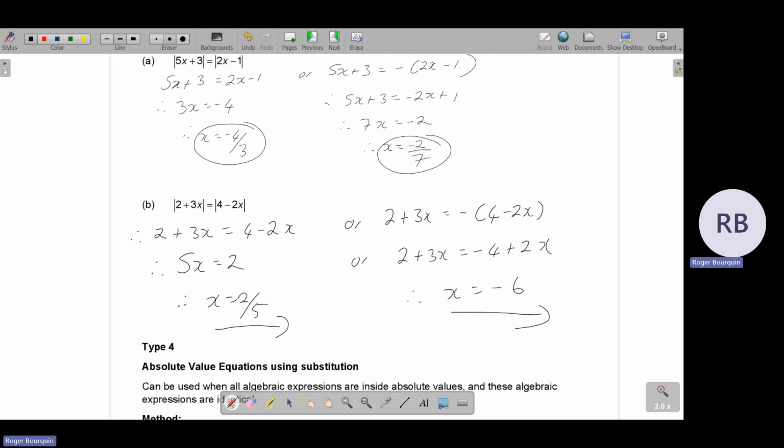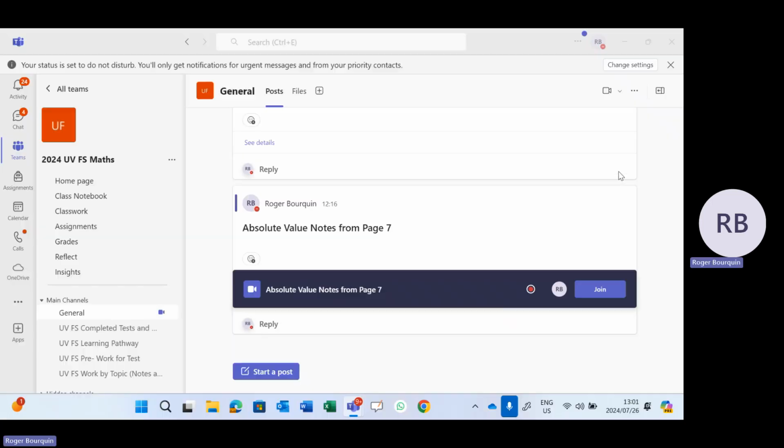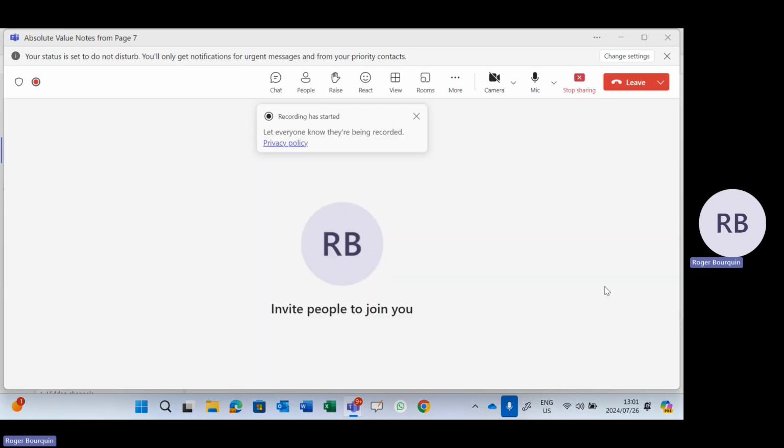But there's another one coming, absolute value graphs. Everyone got this down? Okay.